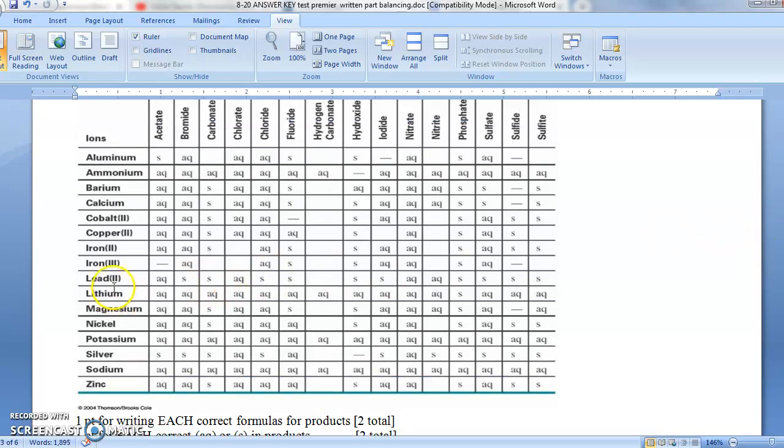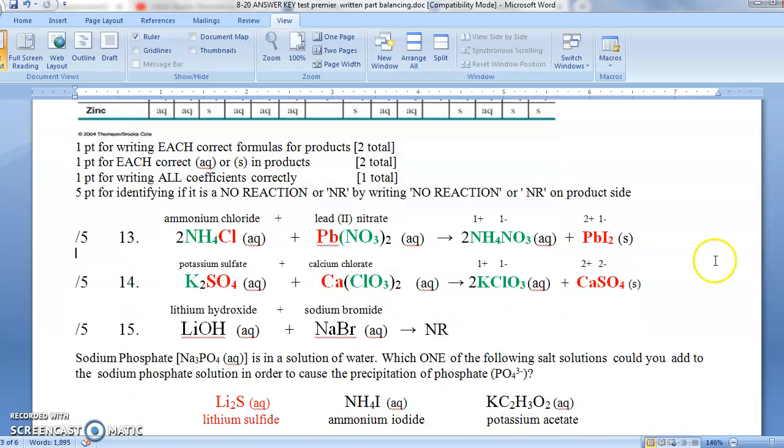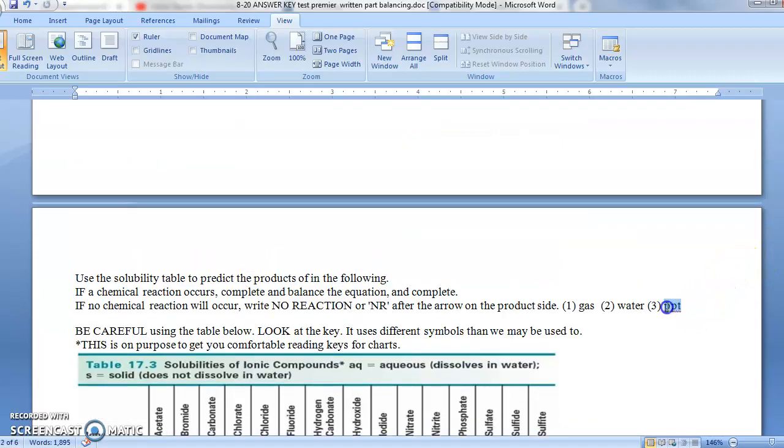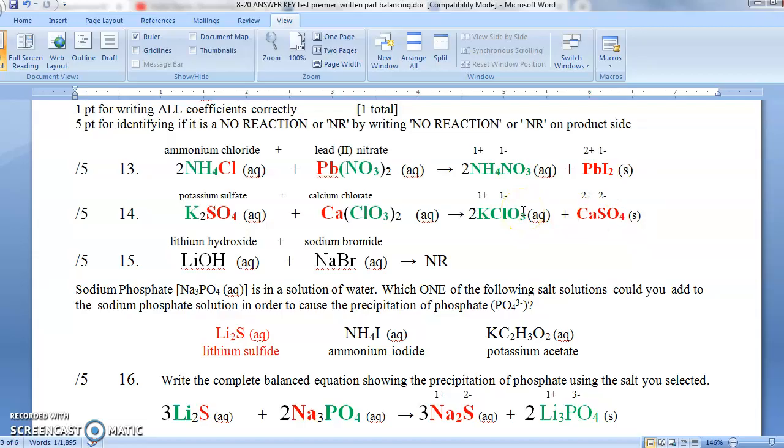We go back up to the lead. There it is. We go over to the iodide column right here. In the iodide column, there's an S there. S means what on this chart? On this chart, S means it's a solid. It will not stay dissolved in water. It's going to precipitate out of solution. That is one of the 3 factors that is met. Right up here, we're going to form a solid precipitate. There it is. That reaction will happen.